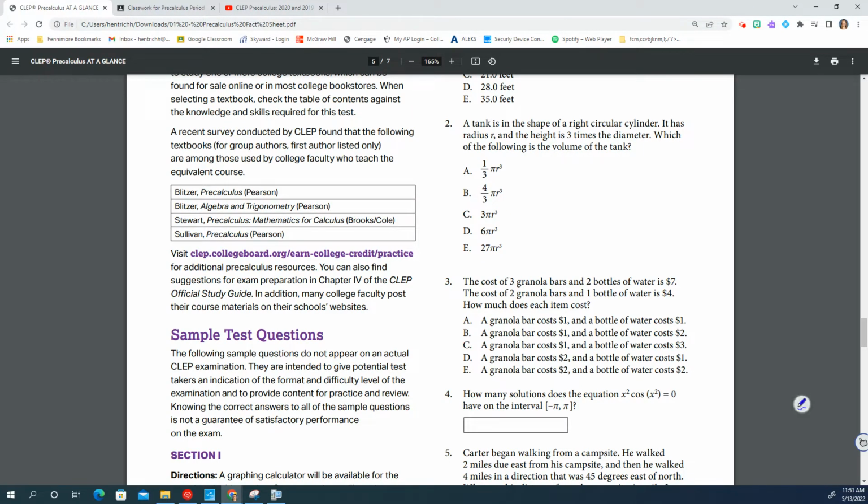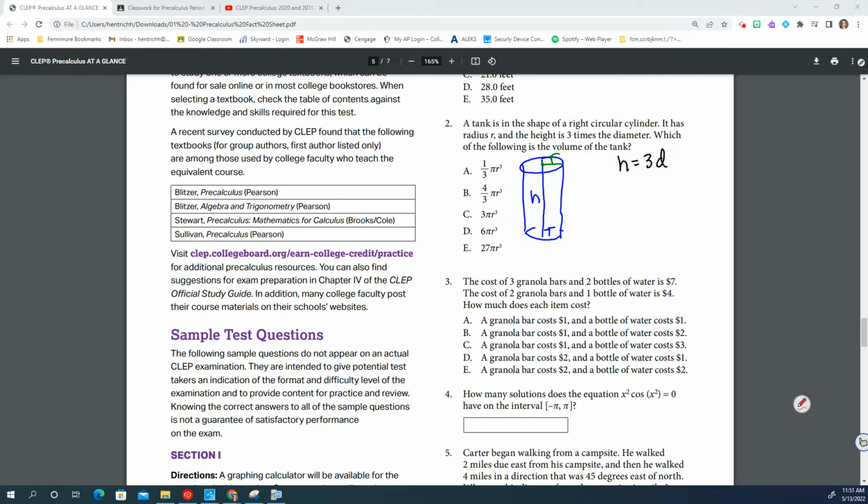A tank is in the shape of a right circular cylinder. All right, so circular cylinder, and this is a right, meaning it's standing straight up, like so. It has a radius of r, and the height is 3 times the diameter. Okay, I'm just kind of jotting down as I go here. Which of the following would be the volume?